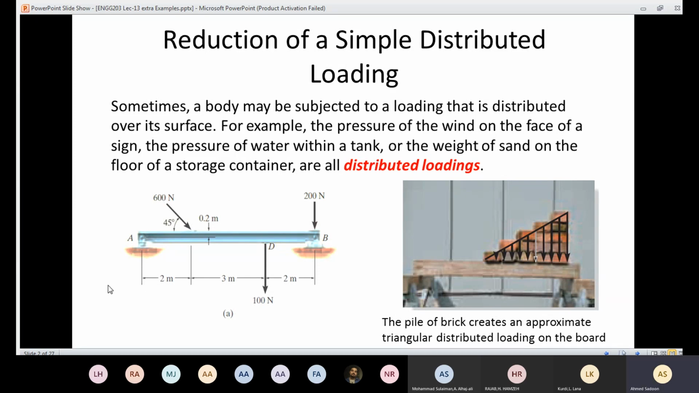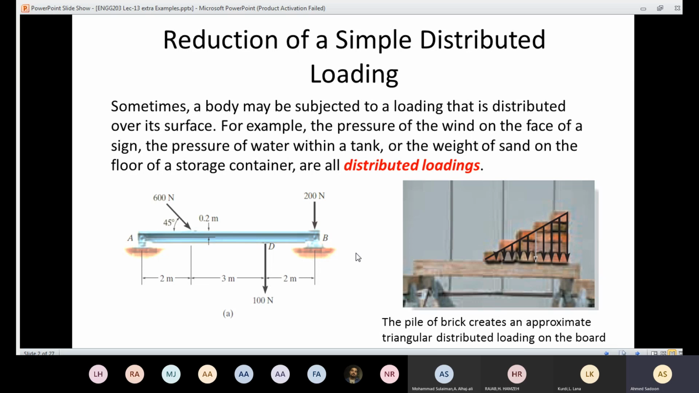But sometimes a body or a beam is going to be subjected to a loading which is distributed over a surface, not like the load is going to be directed to a specific point. For example, the pressure of wind on the face of a sign. You see advertisement signs a lot, and the forces that the sign is subjected to come from the wind. And sometimes if the wind is so high, then the sign is going to turn over.